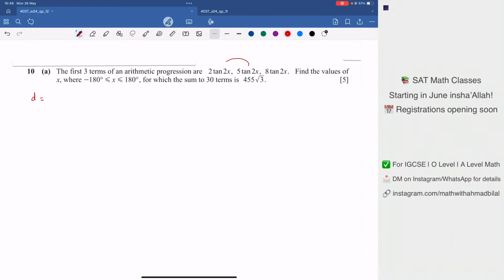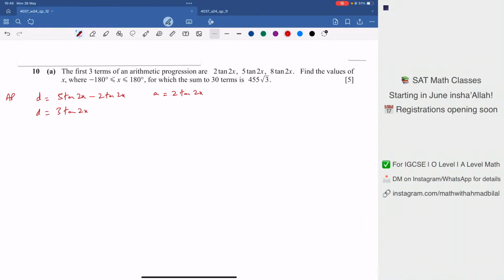You could subtract this first term from the second term, or the second term from the third term, any of them, that should work. So the difference is going to be 5 tan 2x minus 2 tan 2x. What does that simplify to? That simplifies to 3 tan 2x. That's the difference. What about the first term? The first term is 2 tan 2x, and it's an arithmetic progression.